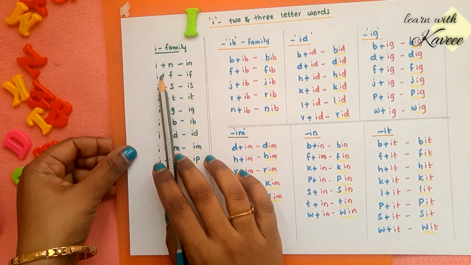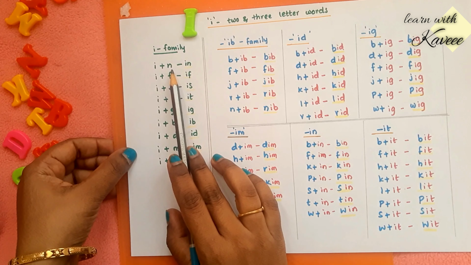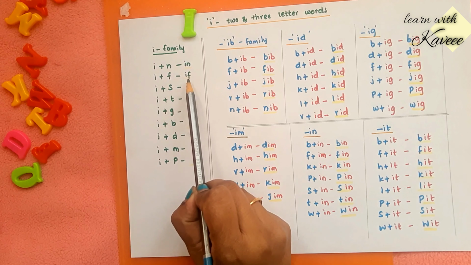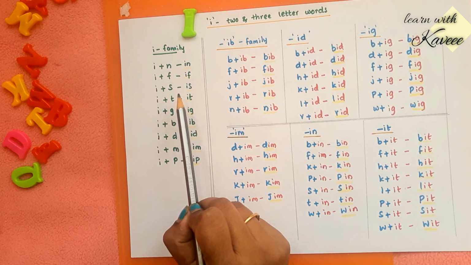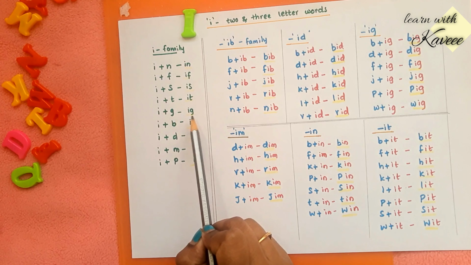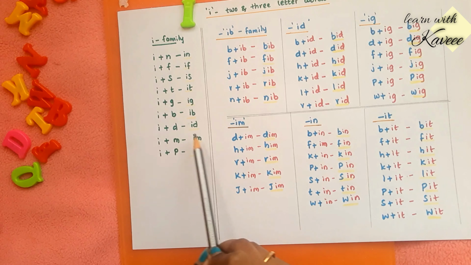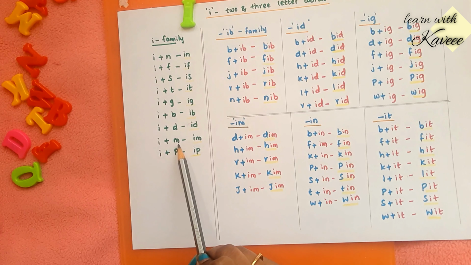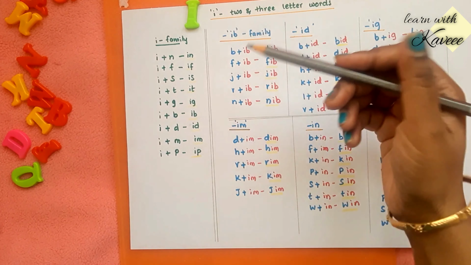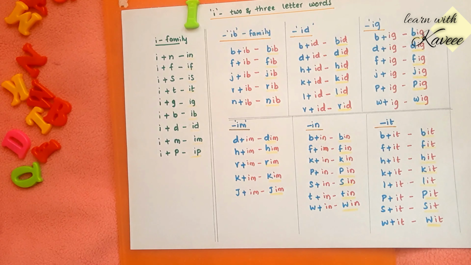So when we add another letter, the I phonic sound is ih and the phonic sound is n. I, n, in. I, f, if. I, s, is. I, t, it. I, g, ig. I, b, ib. I, d, id. I, m, im. After these 2-letter words, I am practicing worksheets to read and write for 2 to 3 days.